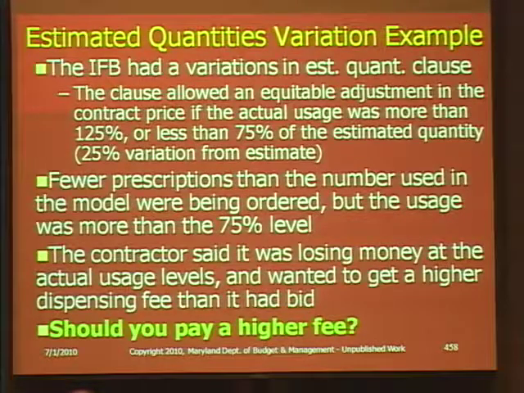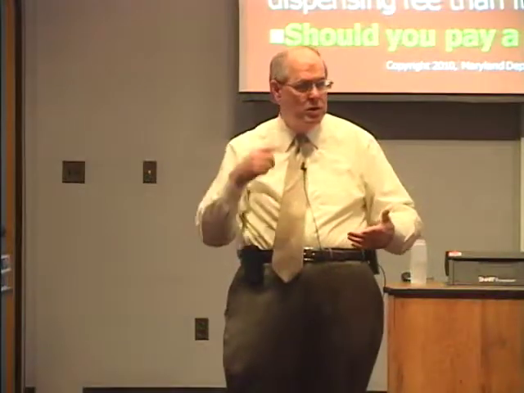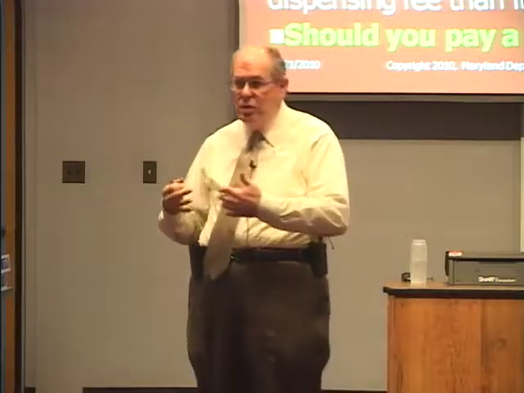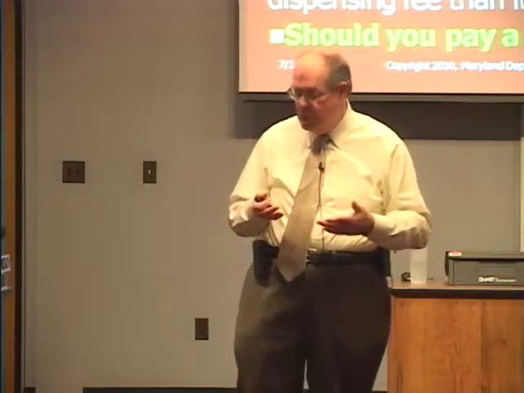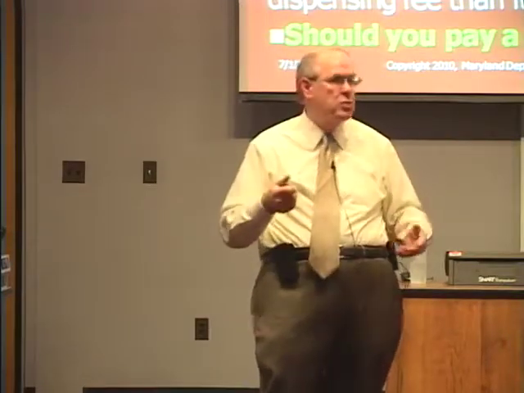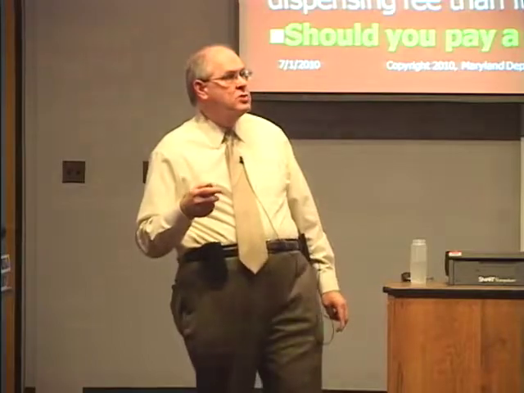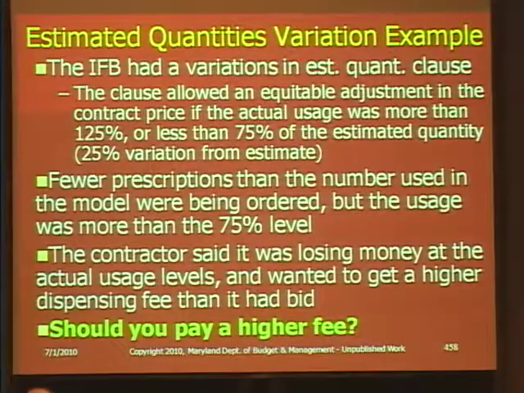when the contract was awarded, I guess about 2 years or so into the contract, the vendor who was providing the pharmacy services came back and filed a claim because they said, well, we're getting a whole lot fewer prescriptions than the estimate contained on the bid form, and we had given our price, our dispensing fee, based upon having that volume, and since we're getting a lot less volume than that, we need a higher dispensing fee. We need to be paid more than like $3 per prescription or whatever it was at that time. Contractor said it was losing money at the actual usage levels and wanted to get a higher dispensing fee than it had bid. Would you pay a higher fee?